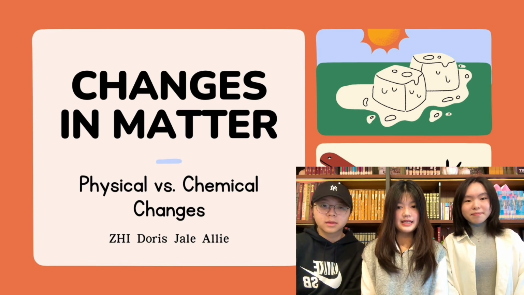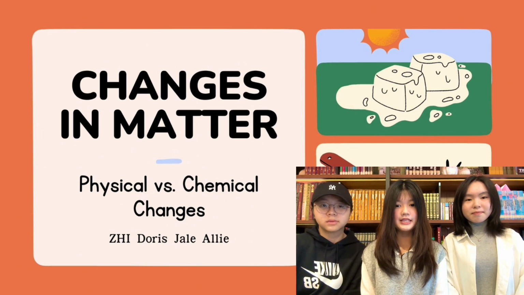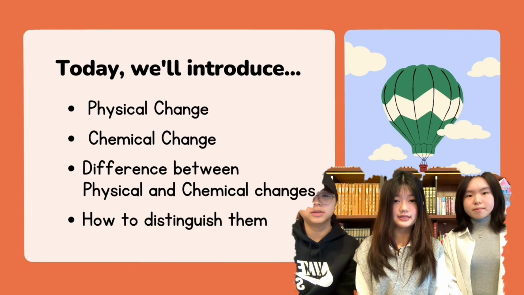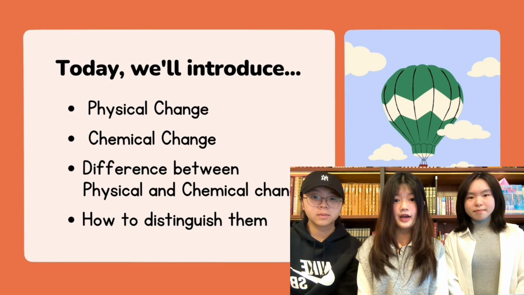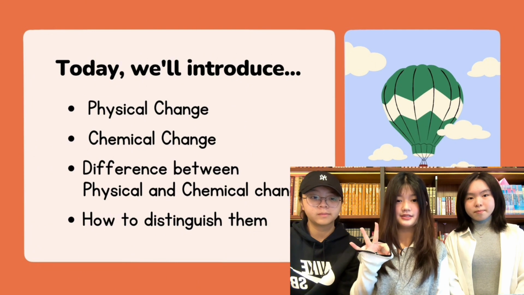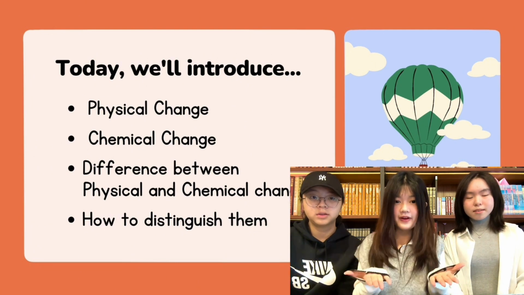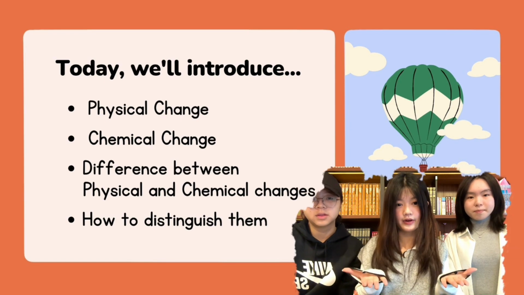Today, we'll be presenting a presentation from National Geographic's article, Changes in Matter, Physical vs. Chemical Changes. This is our table of contents. Our presentation is divided into 3 main sections. What is a physical change? What is a chemical change? The gray area, where do they overlap?